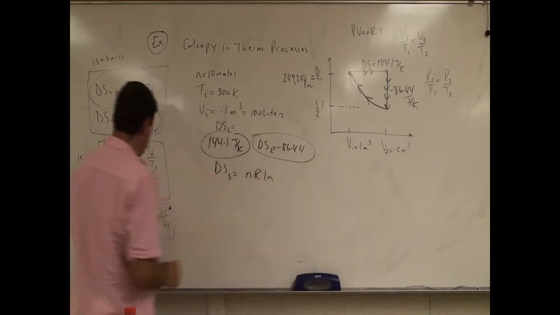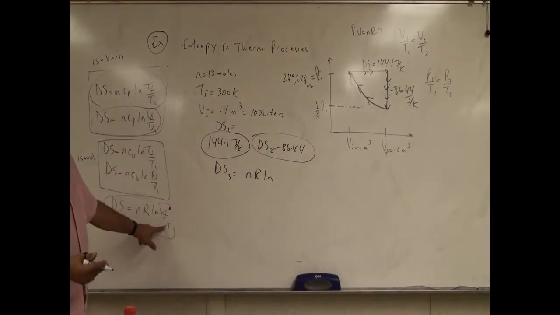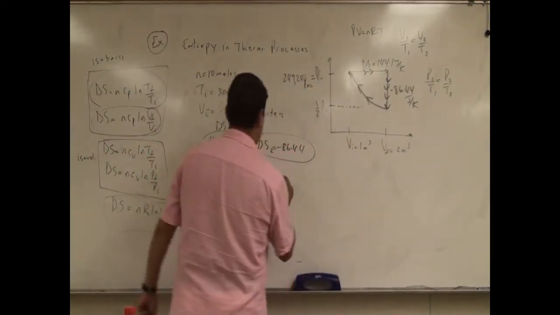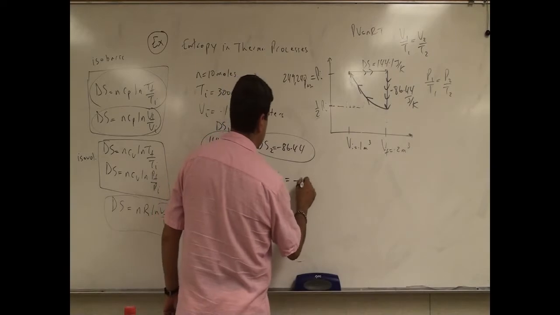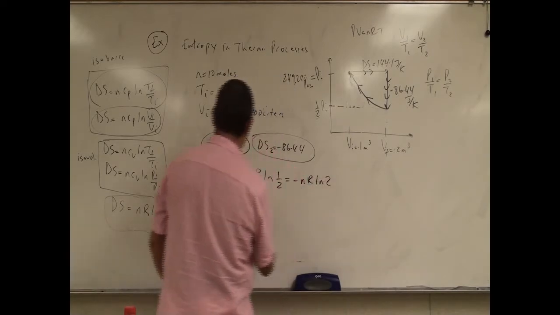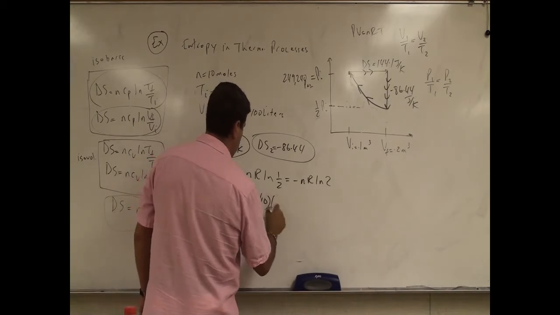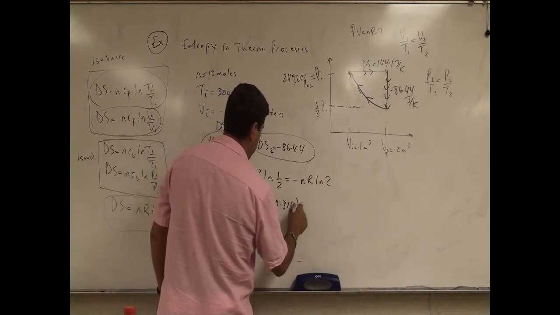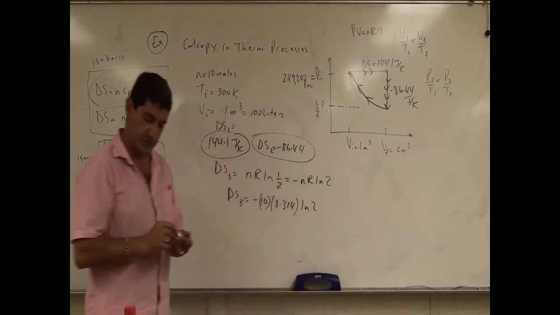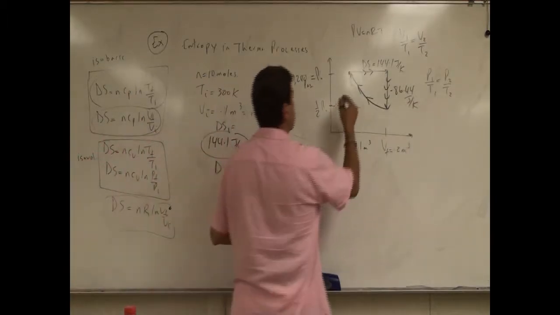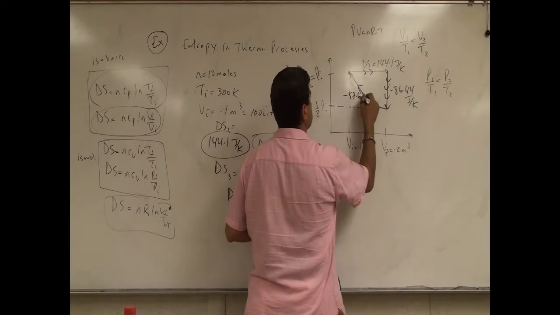nR ln V final over V initial, which is going to be, V final is half of V initial, right? It's returning back. So that's going to be 1/2, or you can do negative nR ln of 2. So delta S3 is negative 10 times 8.314 ln of 2. Okay? Negative 57.63.